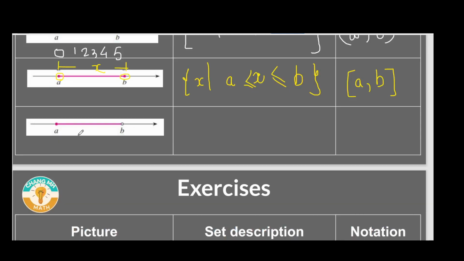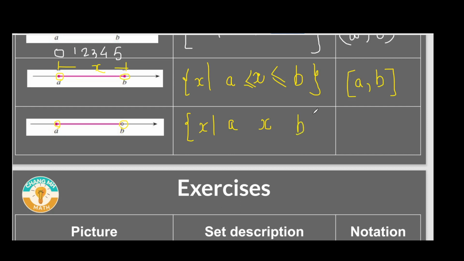Alright, so let's go to the third one. The third one is shaded on A but not on B. So which means that we have to consider the value of X such that X lies between A and B.